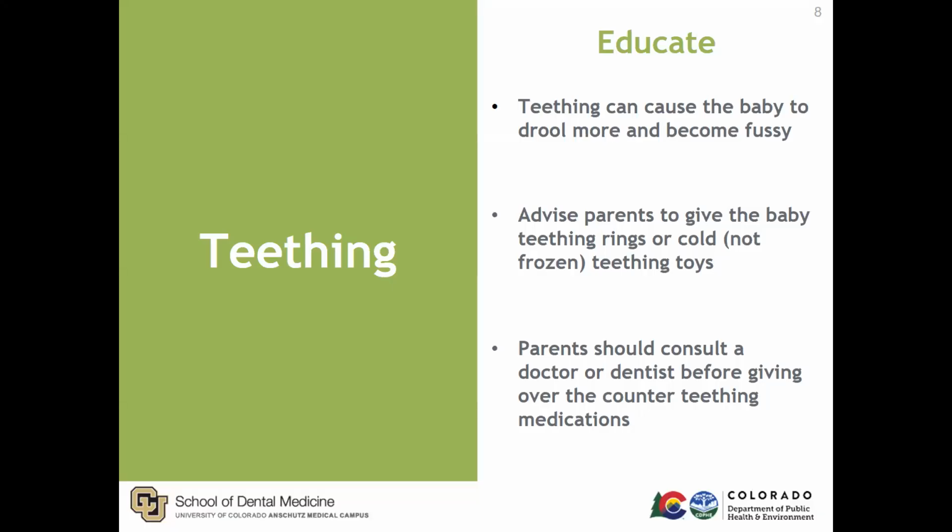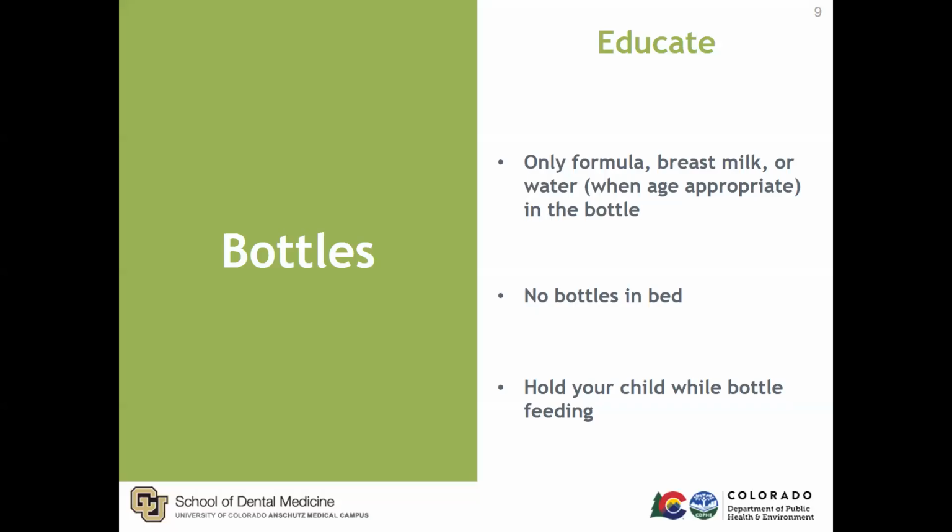Often the first 2 teeth to appear are the middle bottom teeth. Teething can cause the baby to drool and can cause the child to become a bit more fussy and cranky. Advise the caregiver to give the baby teething rings or cold teething toys to chew on. Don't freeze teething toys or rings, as this can hurt the baby's gums. Caregivers should ask the dentist or the doctor about over-the-counter teething medications, as some may make the situation worse.